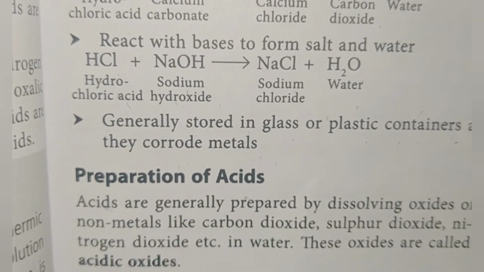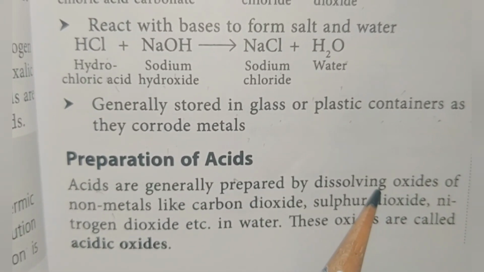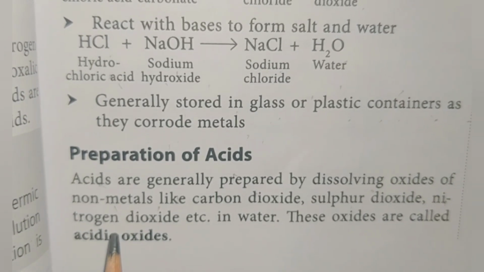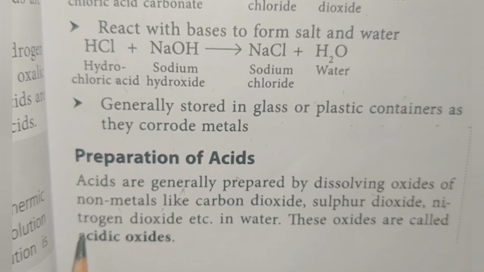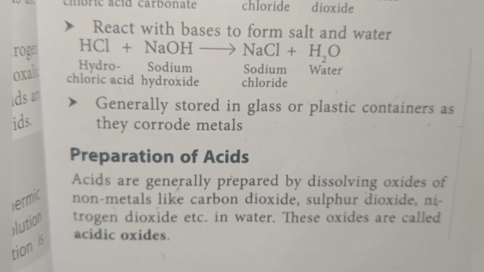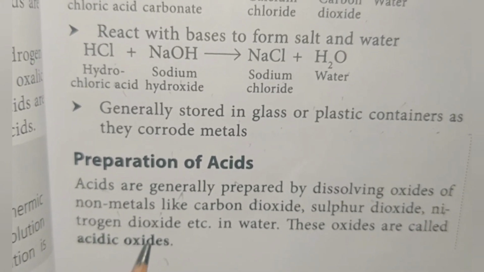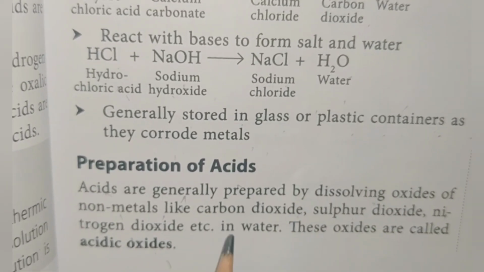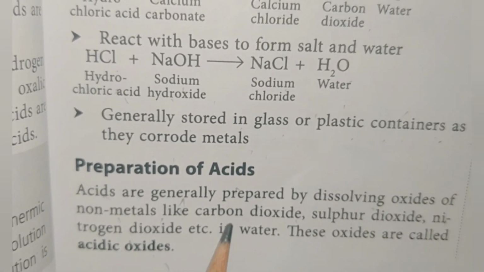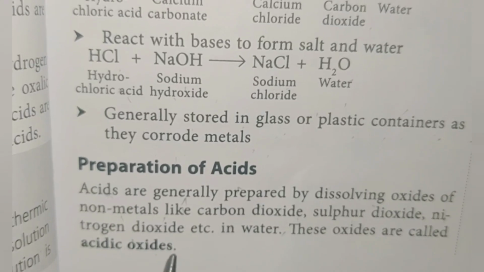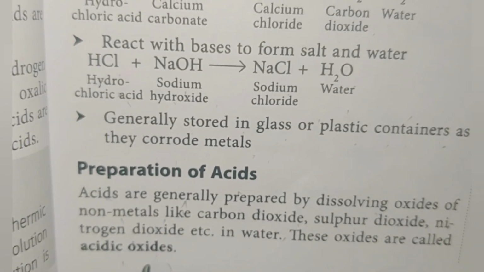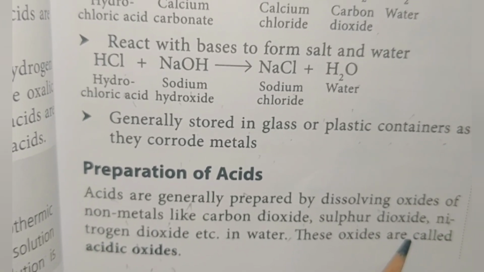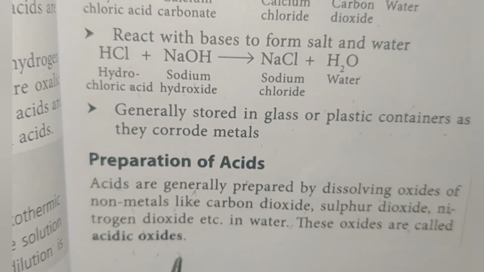Preparation of acids. Acids are generally prepared by dissolving oxides of non-metals. As we know, metallic oxides are basic in nature, non-metallic oxides are acidic in nature. So, acidic oxides are formed by reactions of oxygen with non-metals, like carbon dioxide forms an acidic oxide because carbon is a non-metal. Sulfur dioxide forms sulfurous acid which is also acidic in nature.